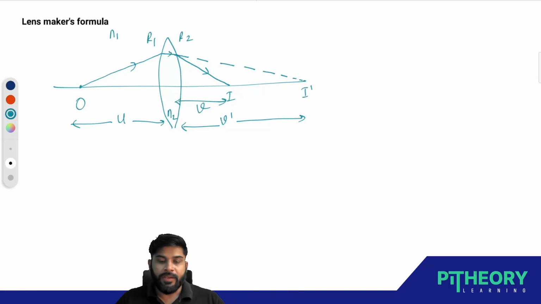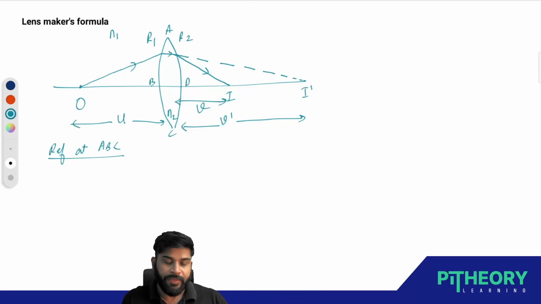All right. So if you are considering the refraction at the surface, let's mark this as A, B, C, and this is A, D, C. So we consider the refraction at A, B, C. We already know the NUVR relation for the refraction at a spherical surface. What is that? N2 by V minus N1 by U is equal to N2 minus N1 by R. So if you apply this for the surface ABC, what are you going to get?